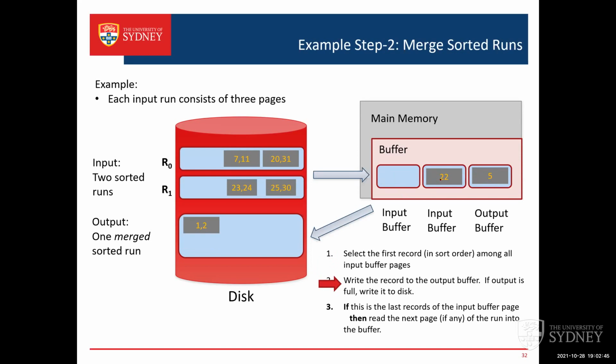Next time, what should I do? Should I simply take 22 and put it in the output buffer? Or should I take something from here and put it into this input buffer? What should I do? Should I simply push 22 in here? Let's say this is A. Or should we take something from here and put it into this input buffer? This is B. Which operation should we do, A or B?